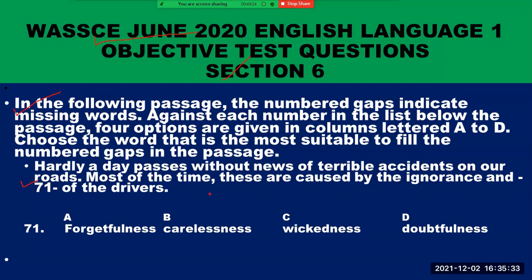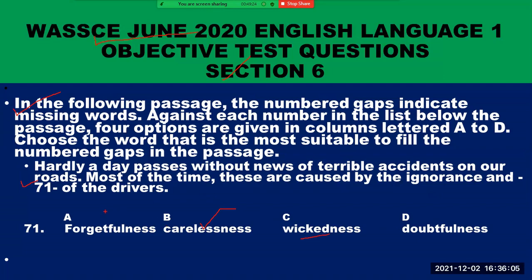Now, when you want to talk about the causes of the accidents, ignorance and what? A, forgetfulness, no. B, carelessness, yes. You talk of recklessness, reckless driving or careless driving, so that's the appropriate word. C, wickedness, unless you are dealing with language of religion. D, doubtfulness, no. All right, so the appropriate option is carelessness.